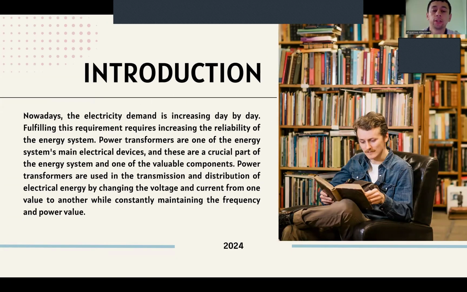Nowadays, the electricity demand is increasing day by day. Fulfilling this requirement requires increasing the reliability of the energy system. Power transformers are one of the energy system's main electrical devices, a crucial part of the energy system and one of its valuable components. Power transformers are used in the transmission and distribution of electric energy by changing voltage and current from one value to another while constantly maintaining the frequency and power value.